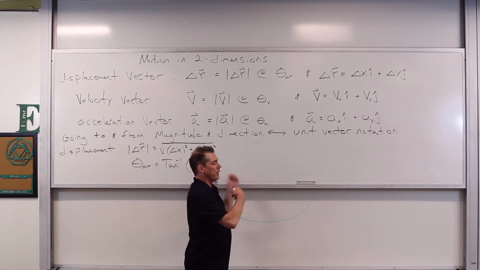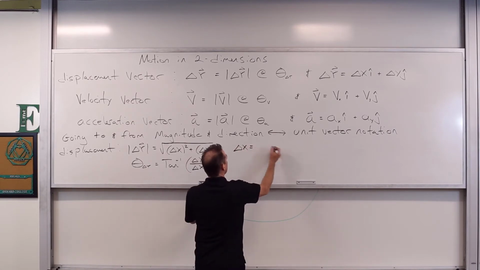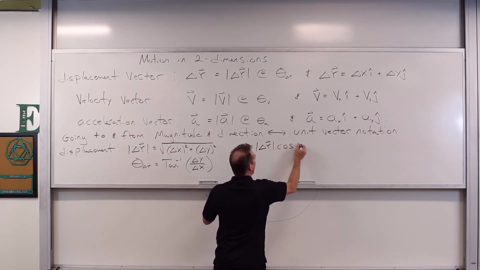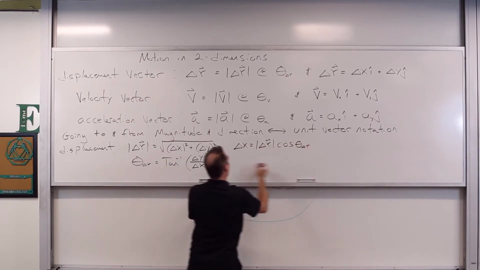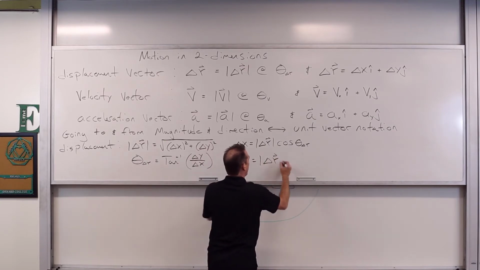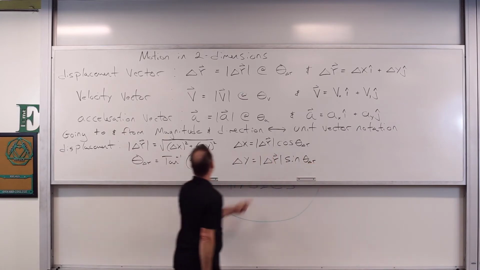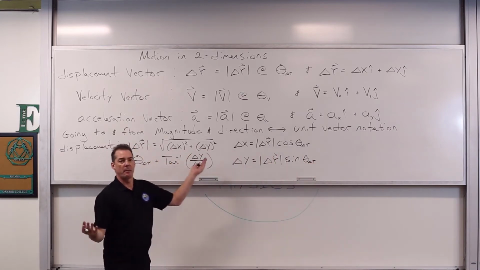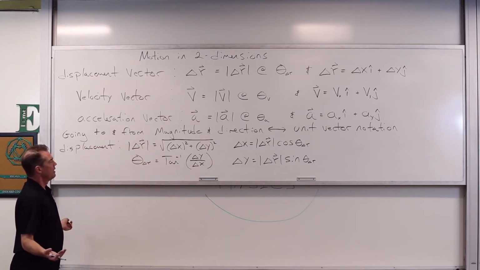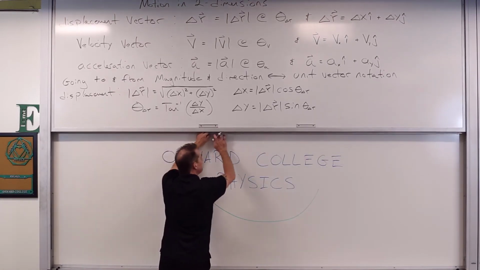And what else? Well, we've got to be able to go the other way. We've got that delta x, the x component, is going to be equal to the magnitude of delta r times the cosine of theta delta r. And delta y is going to be equal to the magnitude of delta r hat times the sine of theta sub delta r. So these are just the transformations to and from unit vector notation and magnitude and direction that we've used. And we do it with them all. We'll just write them down just so we have them.